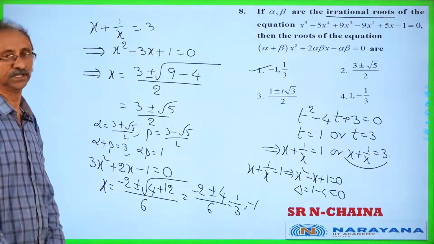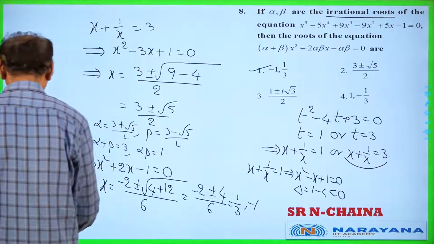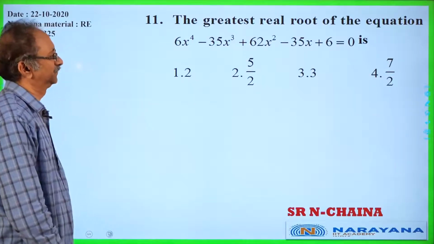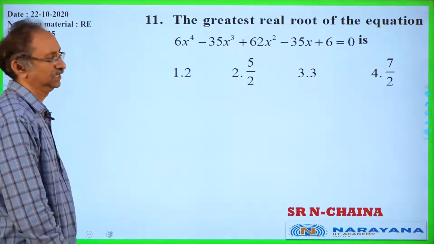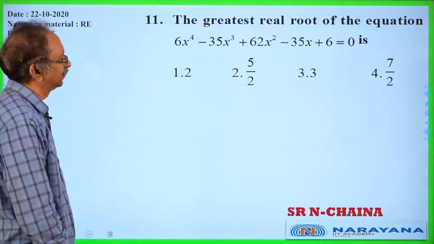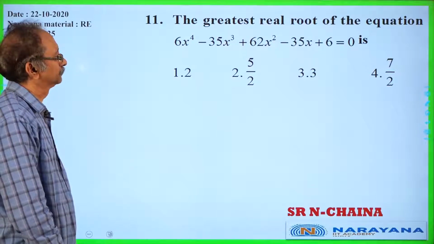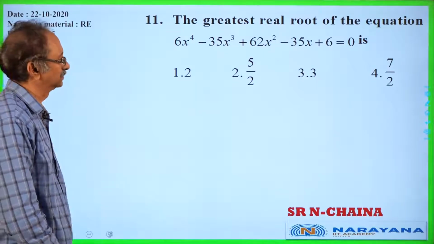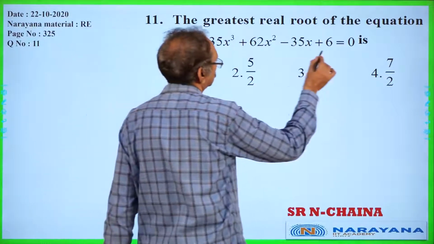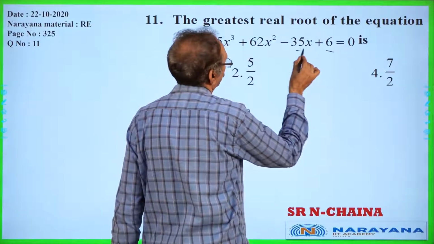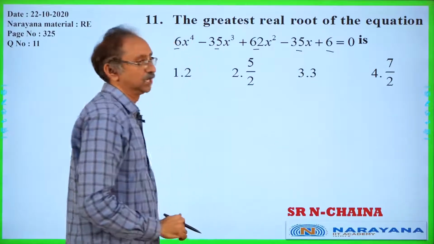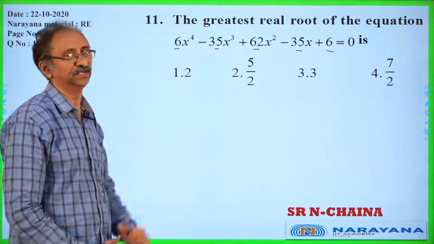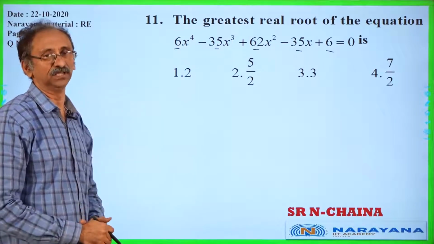So we'll go to the next question. The greatest real root of the equation. See that fourth degree equation. Is it a reciprocal equation or not? Yes, it is a reciprocal equation. 6, 6, minus 35, minus 35, 62. So it is a reciprocal equation of class 1 and of even degree. It is a standard reciprocal equation.